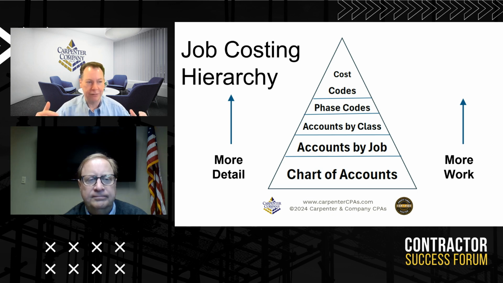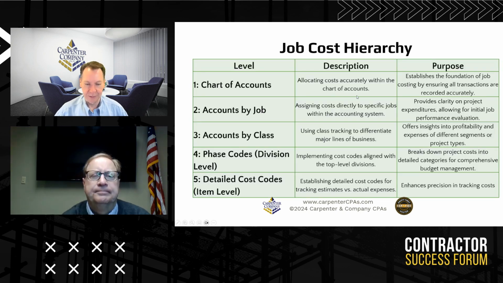And that's the top level. And then we have the detailed cost codes below that. Again, the chart of accounts level is the basic level for any accounting system. That's the base of the pyramid, number 1. Then splitting that out by job is a big step up, and it does require a little more work.